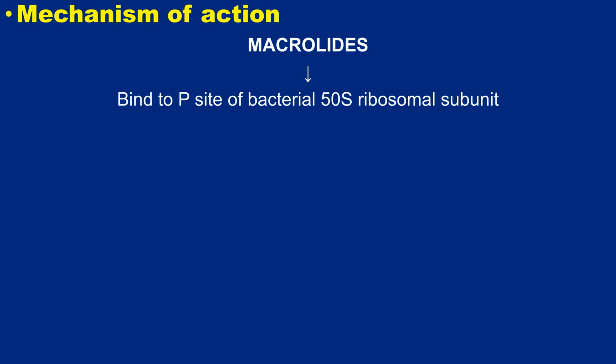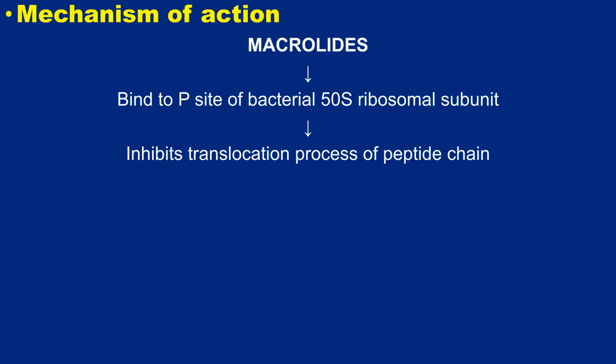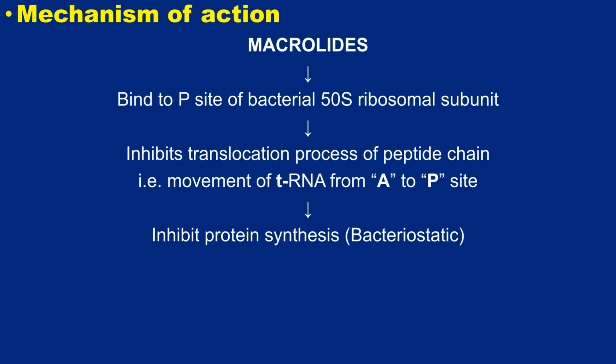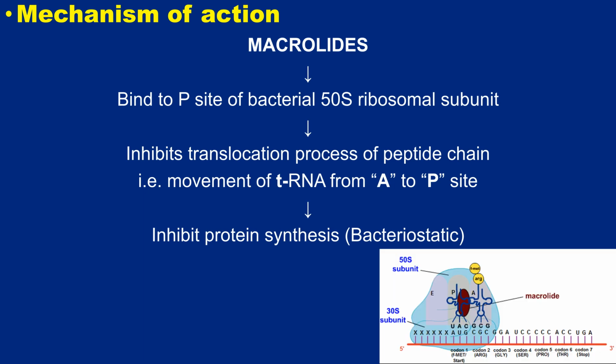Coming to the mechanism of action, macrolides bind to the P site of the bacterial 50S ribosomal subunit, which in turn inhibits the translocation of the peptide chain, that is, the movement of tRNA from the A site to the P site. This inhibits protein synthesis and results in a bacteriostatic effect. But at high concentrations, they also produce a bactericidal effect.